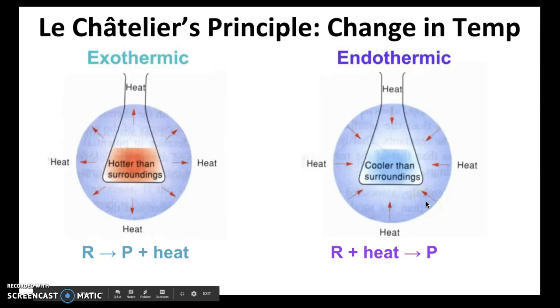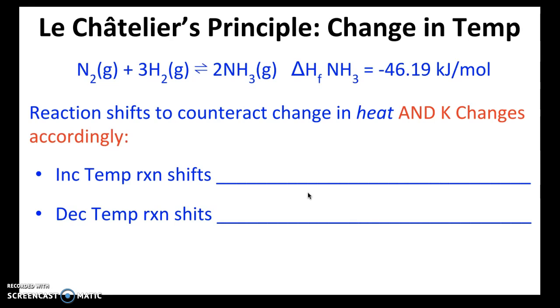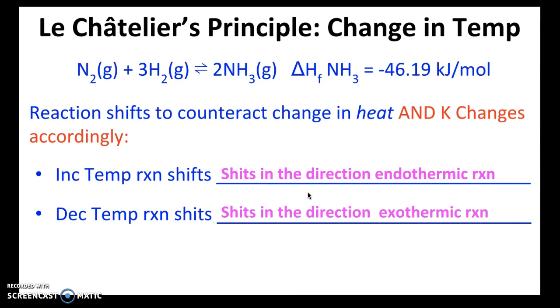On the other hand, if you cool the reaction down, so you reduce the temperature, that means you're reducing the heat, and I'm saying that in air quotes here. Well, to reestablish equilibrium, it's going to have to increase the amount of heat, right? So which one produces heat? The exothermic, so it's going to shift in that direction. Okay, so again, increasing the temperature of the reaction is going to shift in the direction of the endothermic reaction. And when you decrease, it shifts in the direction of exothermic.